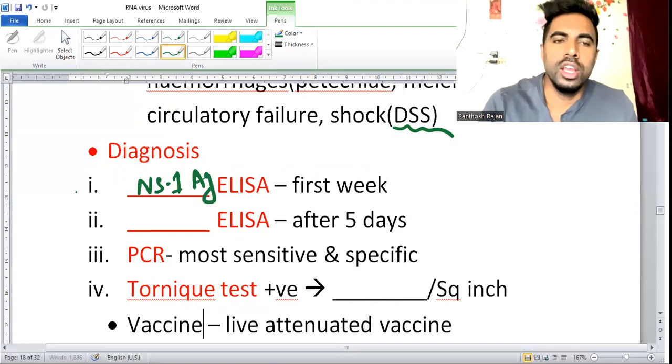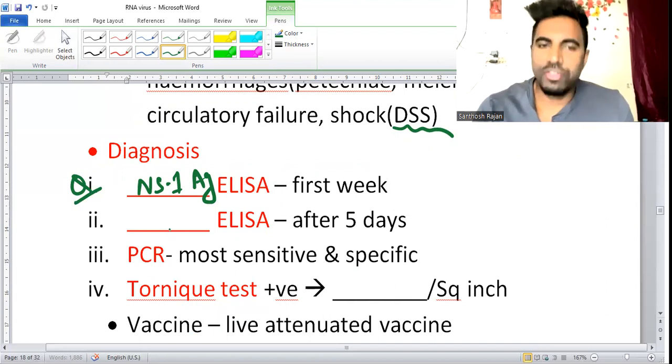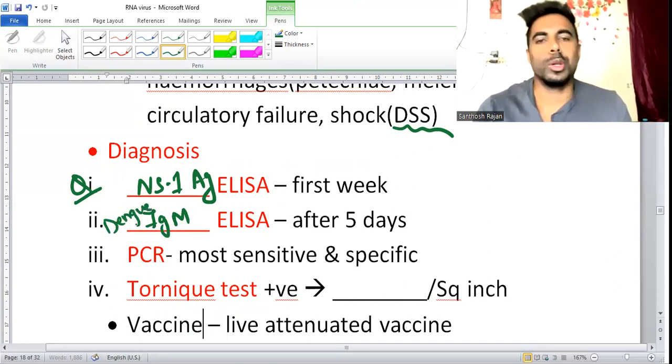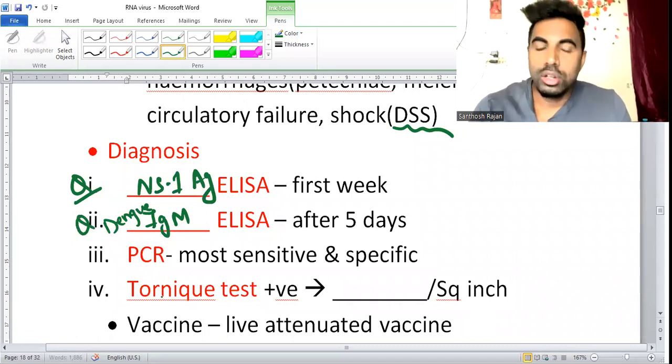NS1 antigen. It's a question. Within 1 week, the first week, within 7 days, this is very good. But after 5 days, the best one is what? IgM. Dengue IgM antibody is the diagnostic choice, ELISA again. Okay, and PCR is more sensitive and specific too.